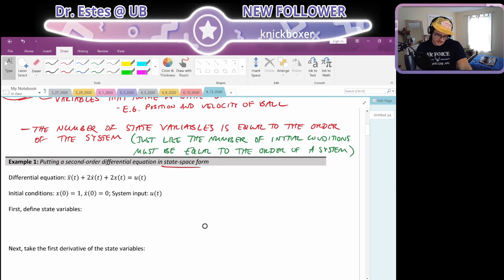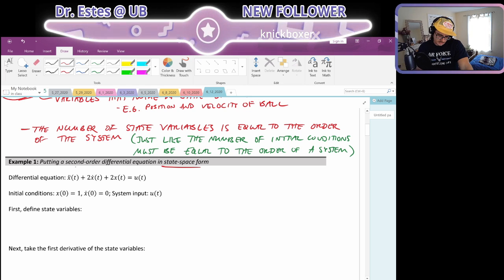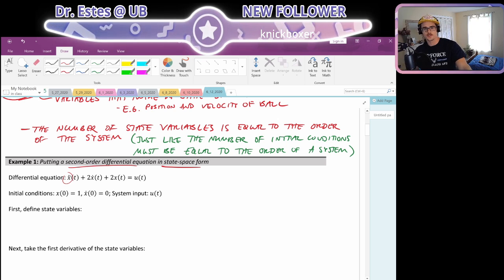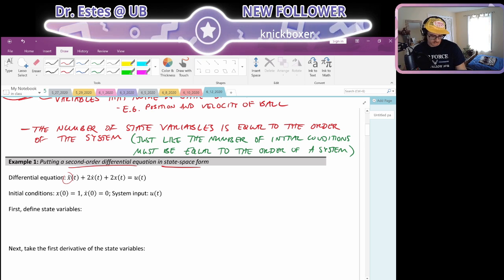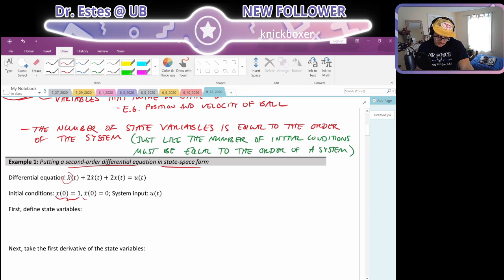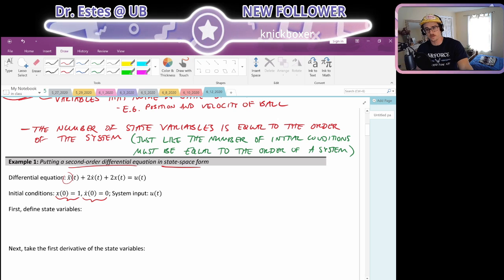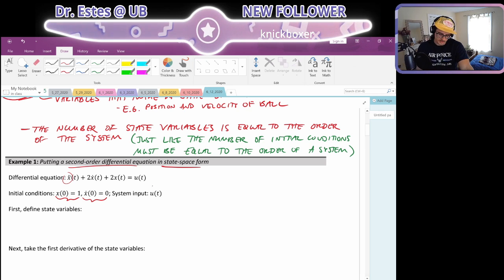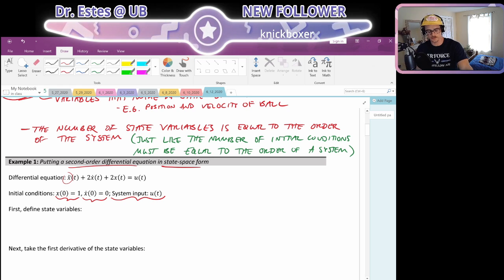So let's say we have here a second order differential equation, and you can tell because the highest derivative in there is 2. And like I just said, the number of initial conditions has to be equal to the order of the system. So I have 2 initial conditions. And the input to this system is u of t. That's like our forcing function.